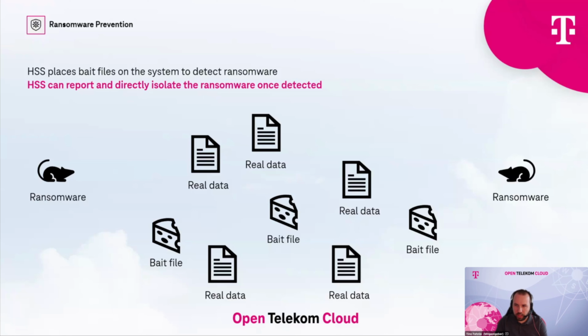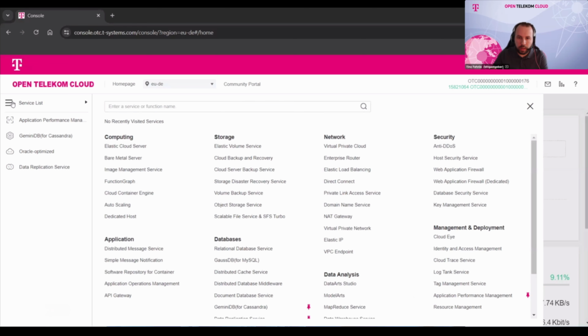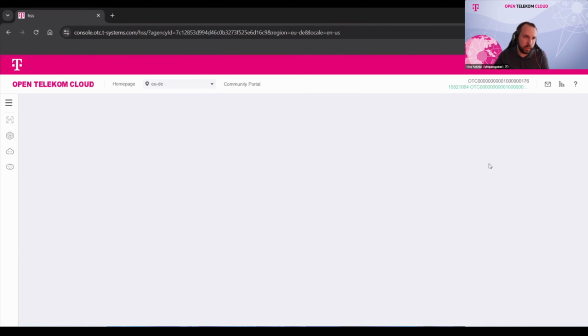But then I would say we will now stop the PowerPoint talking, and we will go into the system. So we will now talk about the baseline checks, the asset fingerprints, intrusion detection, ransomware prevention, and vulnerabilities. I'm logged in now into the OTC console. You will find HSS under security. So let's dive into HSS.